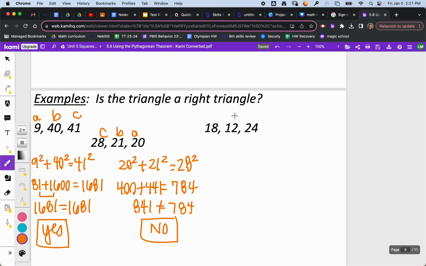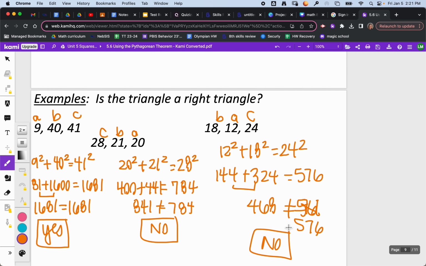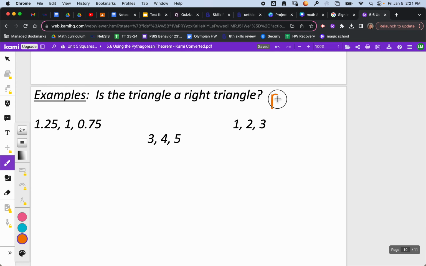And then our third one here, we've got c being my largest one of 24, so a and b can be 18 and 12. 12 squared plus 18 squared equals 24 squared. 12 squared is 144, 18 squared is 324, and 24 squared is 576. 144 plus 324 is 468. It is not equal to 576. So this one is a no. Okay? See if you can pause the video here and try these on your own, and when you're ready to try them, go ahead and click play to check your work.